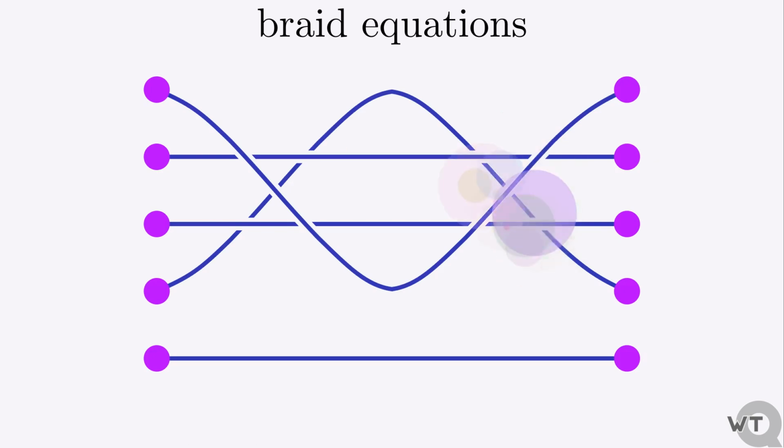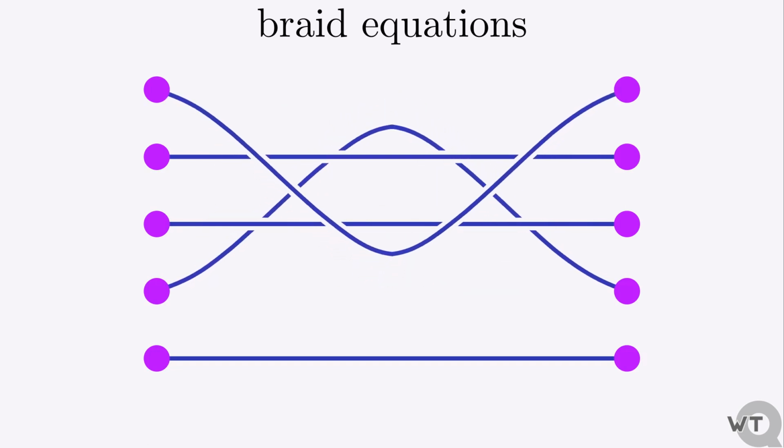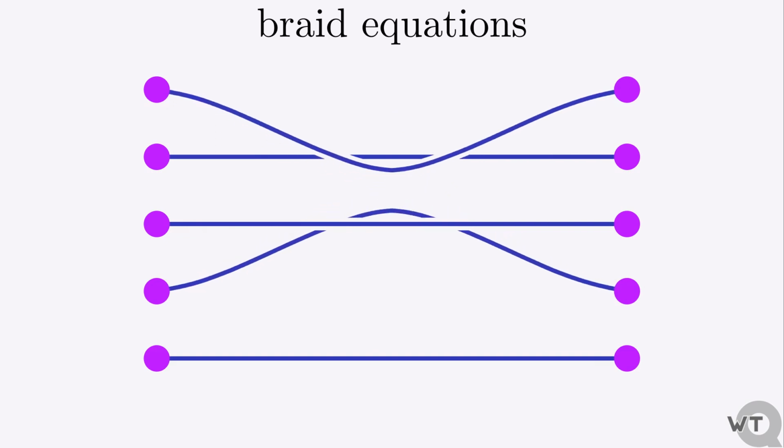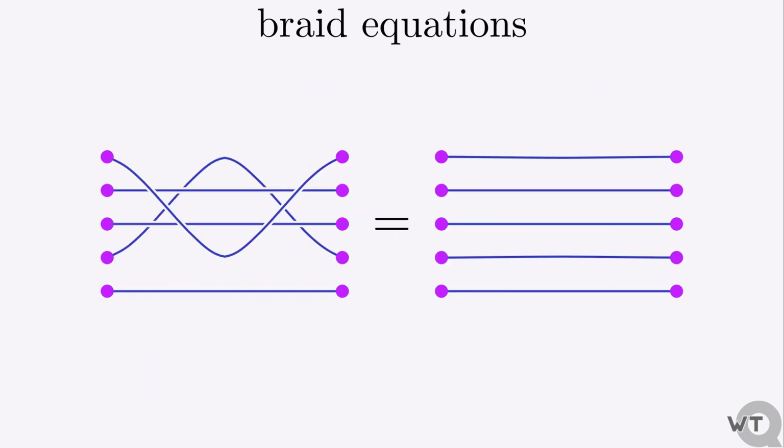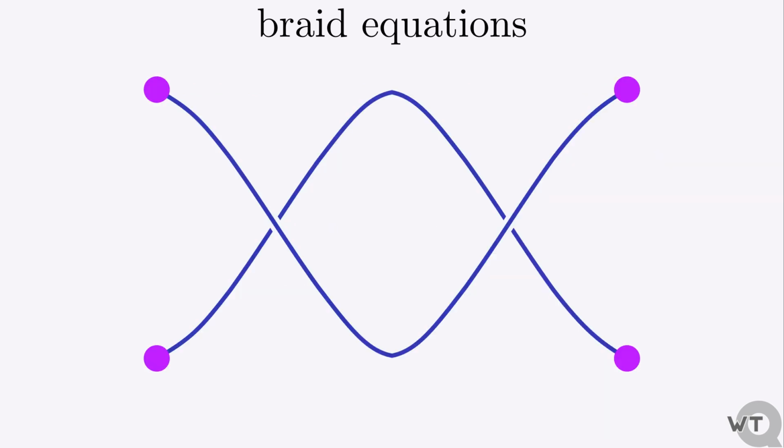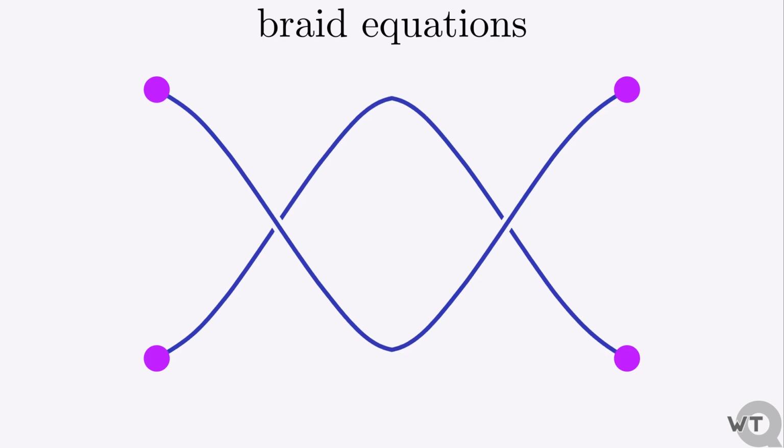Swap, swap, swap, swap, swap, unswap, unswap, unswap, unswap, unswap. Actually, all of these equations come from this basic identity. Swap, unswap is nothing.